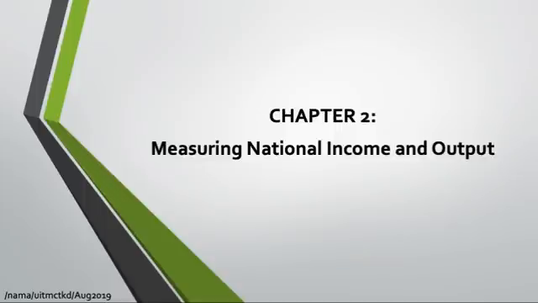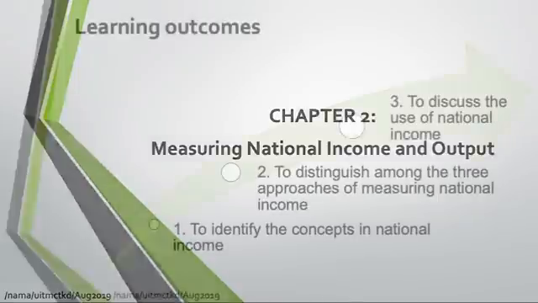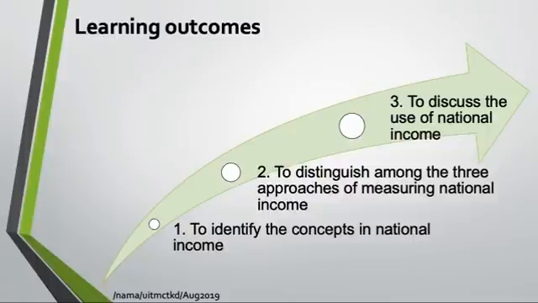For this video, I will explain chapter 2, measuring national income and output. And actually, I had explained to you in class, face-to-face class, but I still made this video to make it easier for you to recall what we had learned before. So for chapter 2, measuring national income and output, you have to identify the concept in national income, to distinguish the three approaches of measuring national income, and to discuss the use of national income.